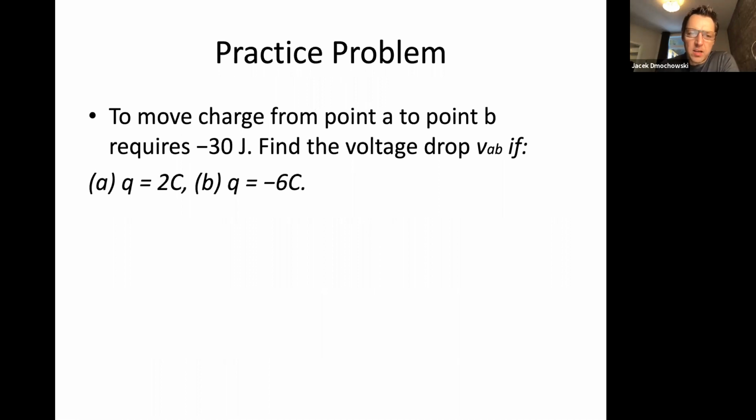Okay, so to move a charge from point A to point B requires minus 30 joules. I don't like this problem because minus 30 joules is weird, but let's do it anyways. Find the voltage drop VAB if the charge is equal to 2 coulombs. So if the energy is equal to minus 30 joules and the charge is equal to 2 coulombs, what is the voltage?